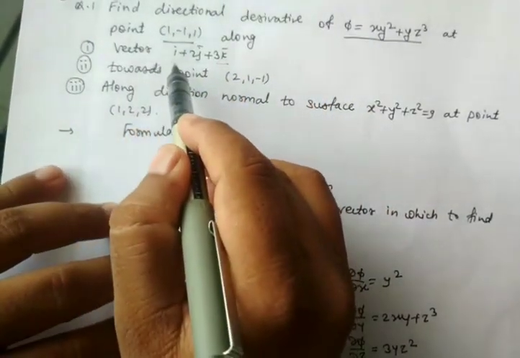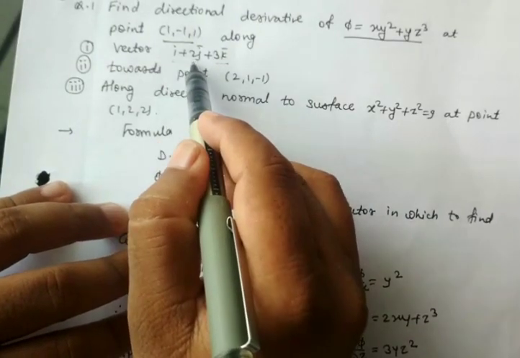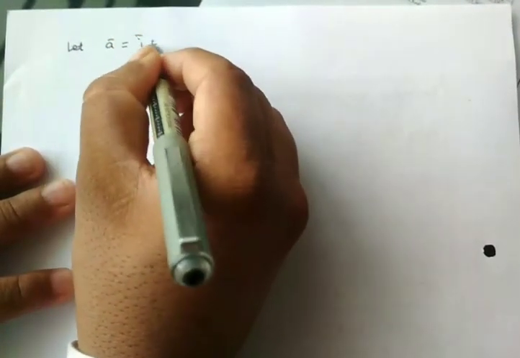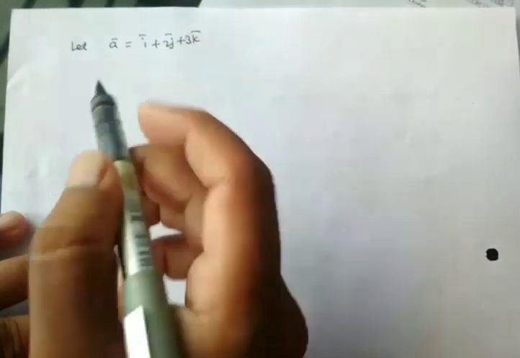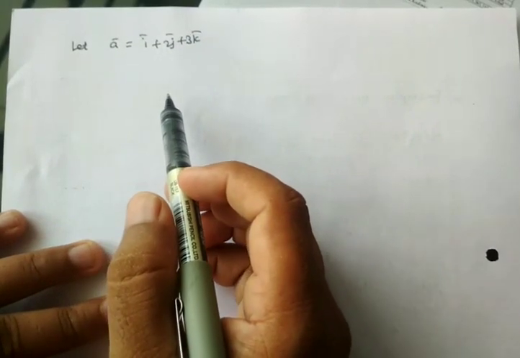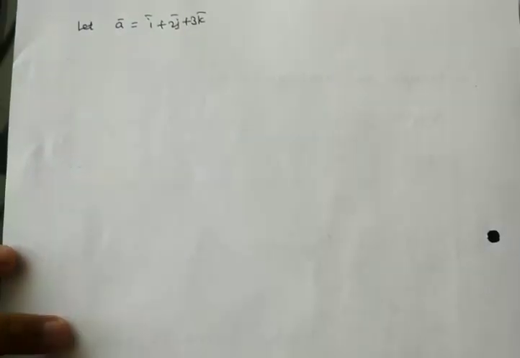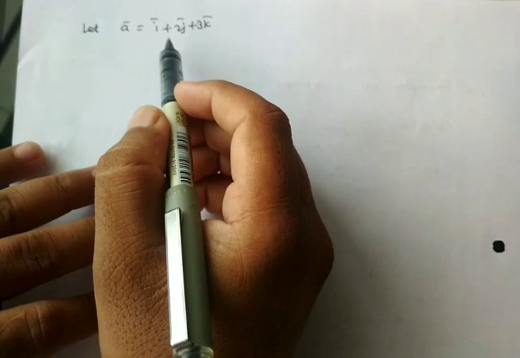So we suppose that the value of a bar, that is the direction vector, is equal to i bar plus 2j bar plus 3k bar. Let a bar be equal to i bar plus 2j bar plus 3k bar. So along the direction of this vector, we have to find the directional derivative.